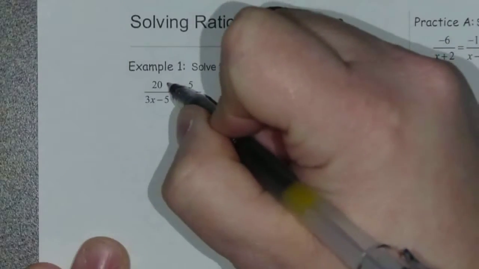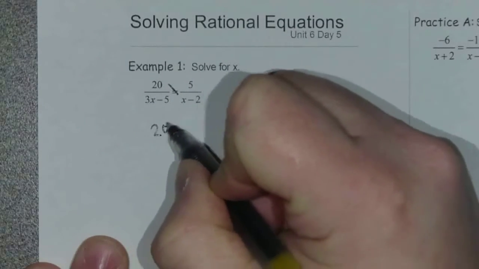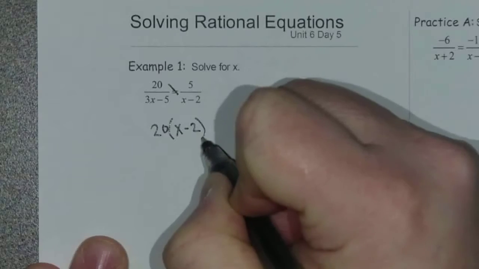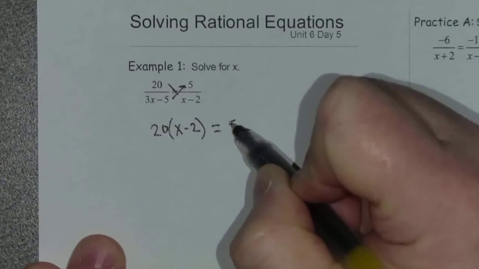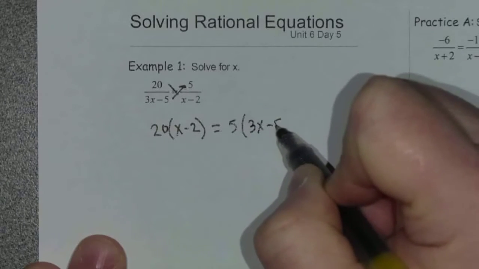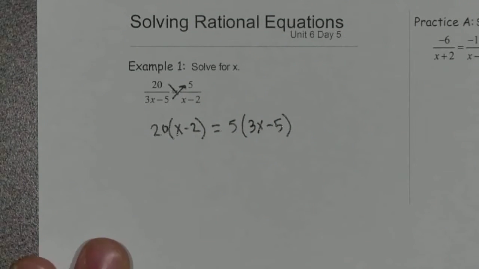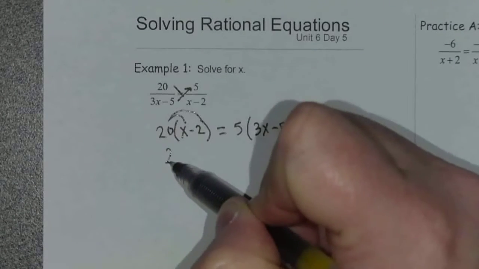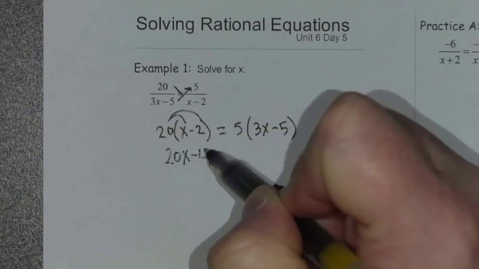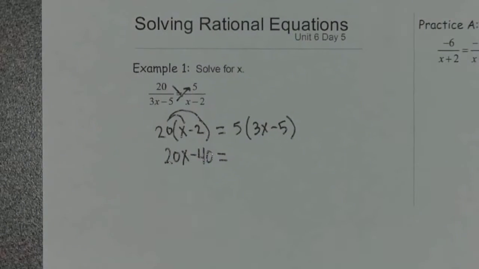So when you do this, it's always top times bottom, and then it's equal to bottom times top. So you'd have 5 times 3x minus 5. Now, just like on the bell work, this time it's better to multiply those through, right? Because then you get solid x's, solid numbers that you can solve, because we're going to get an answer for x this time. So when you multiply this through, you have 20x minus 40.